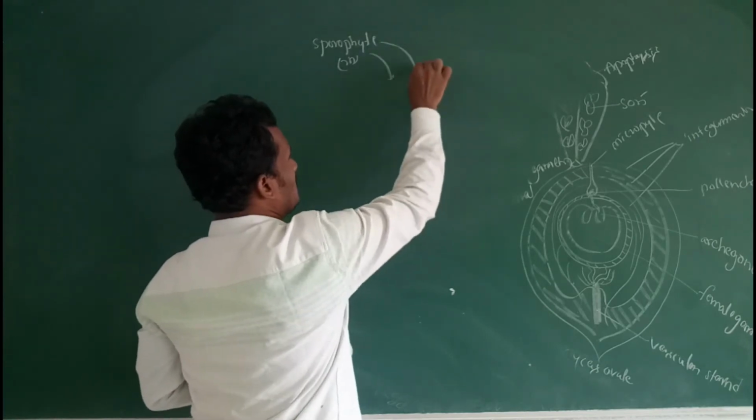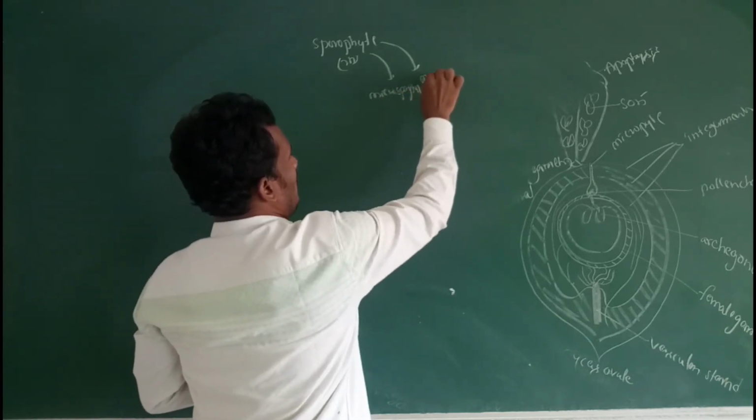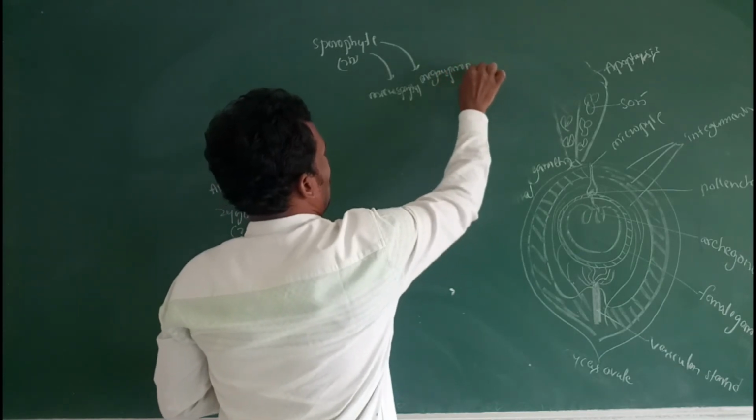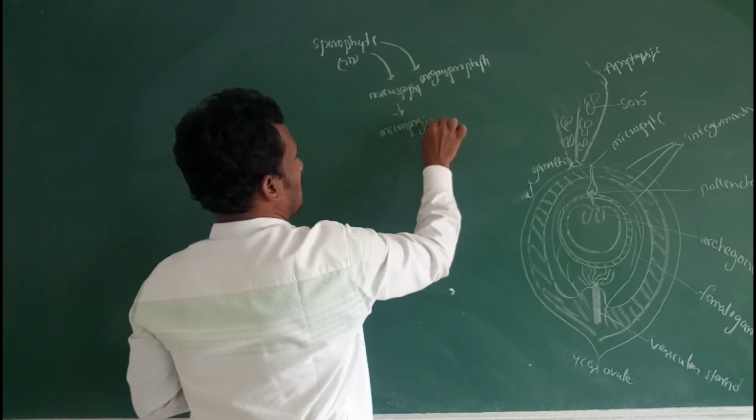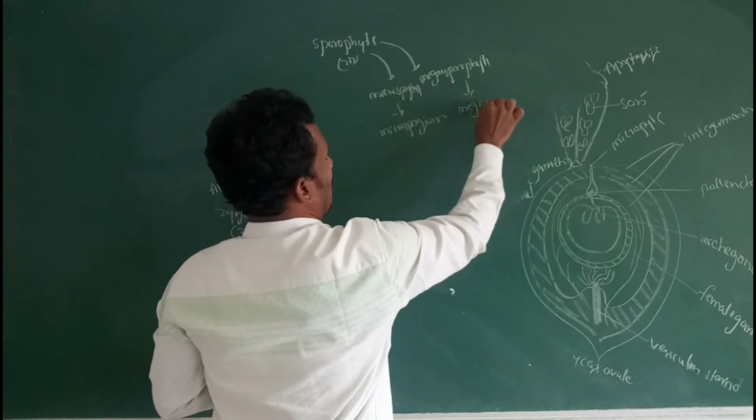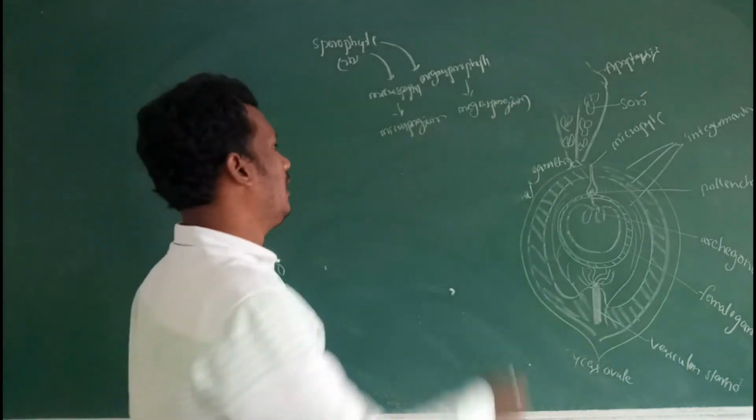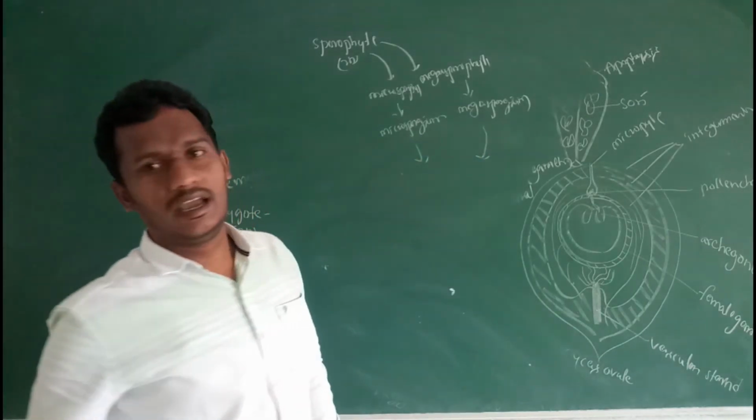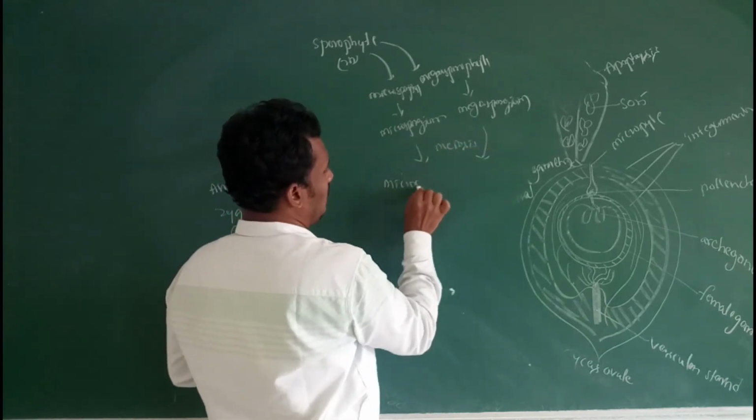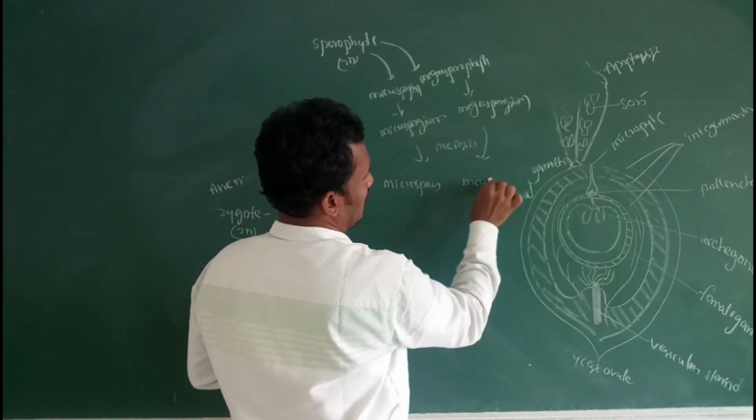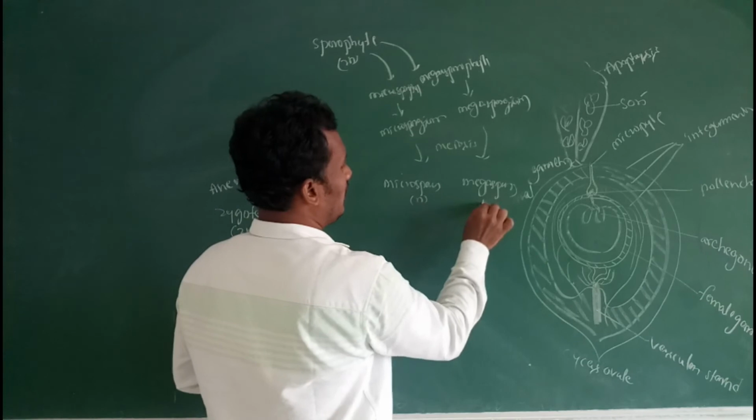Then the sporophyte bears microsporophyll and megasporophyll. On the microsporophyll are microsporangia, and on the megasporophyll are megasporangia. Then meiotic division occurs, forming microspores and megaspores, which are haploid.